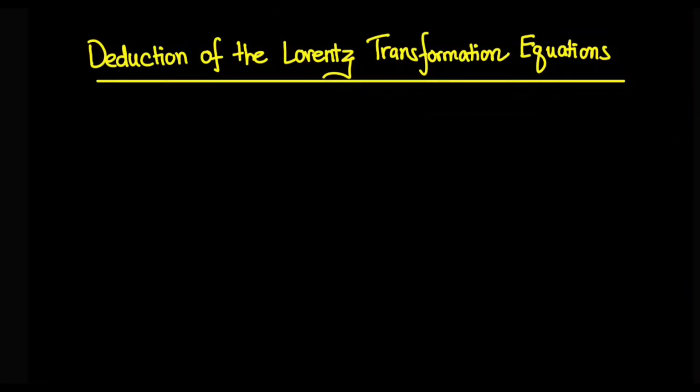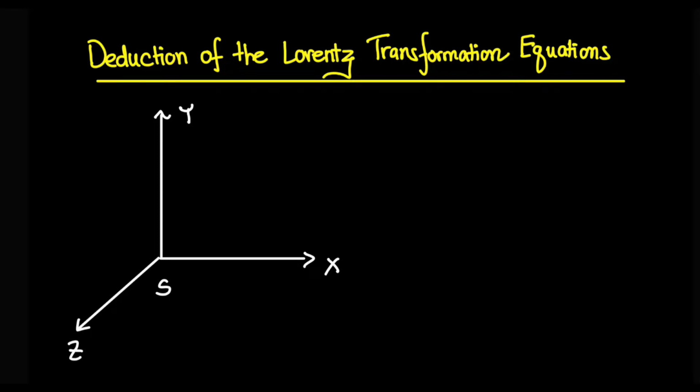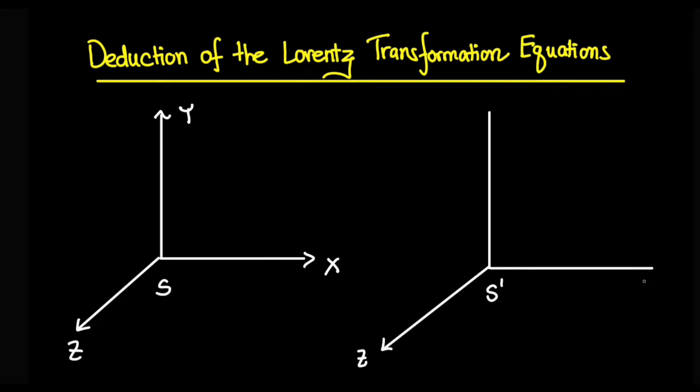Today we are here to deduce the Lorentz transformation equations that we generally use in studying modern physics, quantum mechanics, and things like that. So first of all, we consider two frames of references. One can be said to be, let's say, frame S with the y, x, and z axes represented by this, and another frame of reference that we will later say to be S prime. This is the x prime, z prime, and y prime axes.